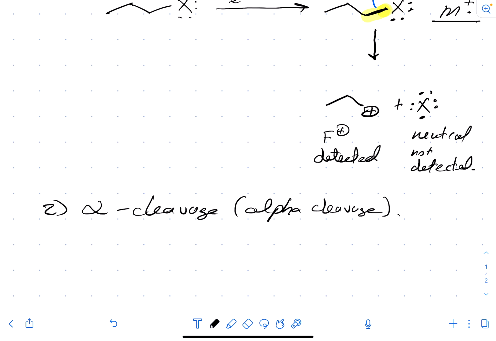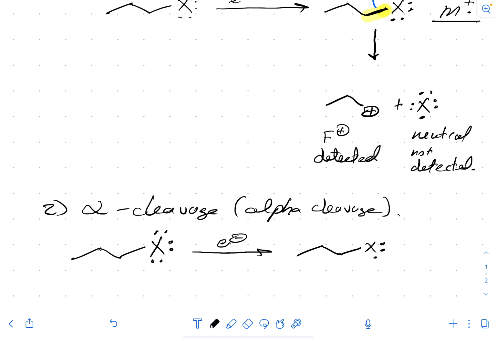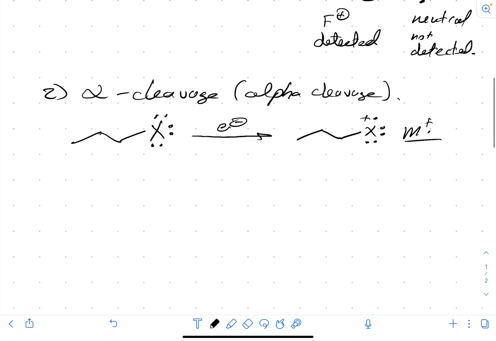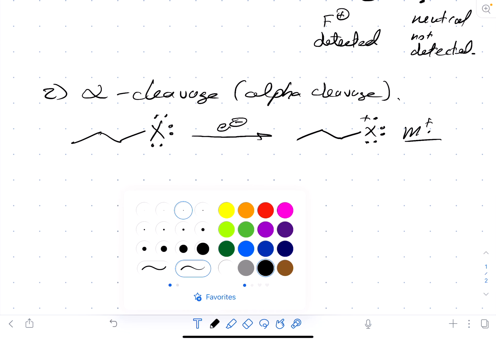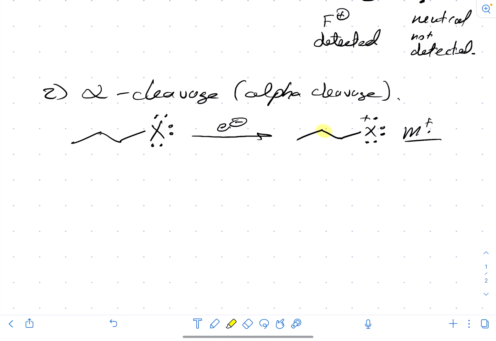Okay, so we're going to start out the same way. In a generic sense, we'll have a neutral compound that has a heteroatom. We'll hit it with our electron beam. We will generate a radical cation as the species that gives rise to the molecular ion. So that's where we will learn about the molecular weight of the compound. But then we can actually cleave this system at what would be called the alpha beta carbon juncture. So the bond we're going to end up cleaving is this one that we've highlighted in yellow.